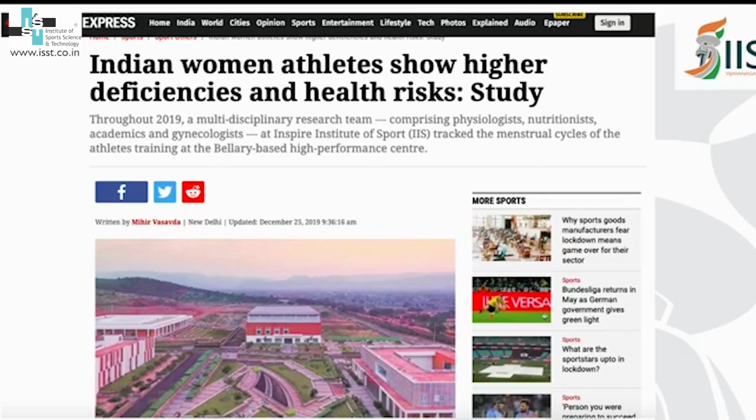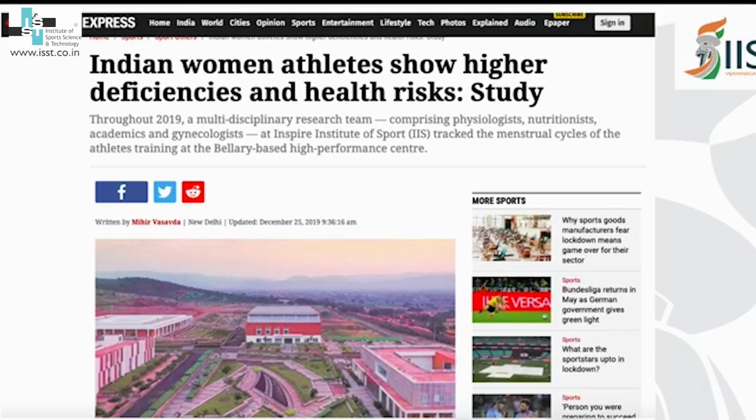I just wanted to share with you this article that came out in the Indian Express based on this project that we've been doing on the athletes. If you want to go ahead and read it, it's really very interesting. These are the findings that we found from tracking the athletes and going through their medical profile. That was when we started the process, and a few months in, there were some remarkable findings.